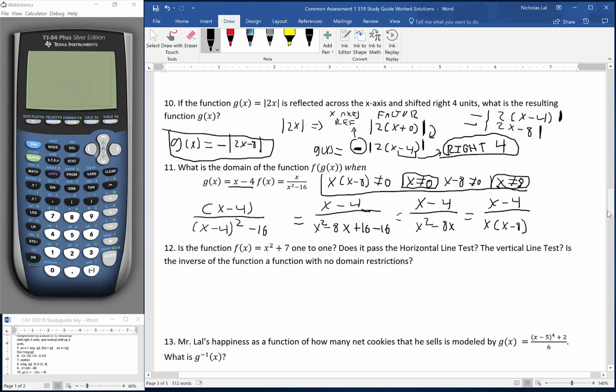From our two domain restrictions, we can create our domain of negative infinity to 0 union 0 to 8 union 8 to infinity. Okay, and so that is our domain.